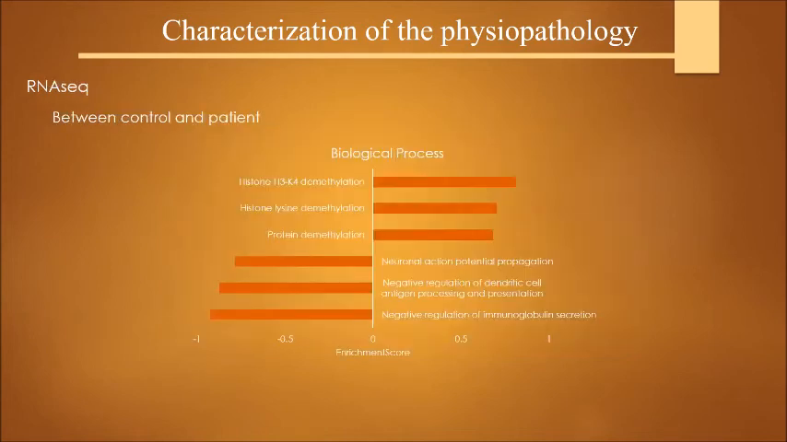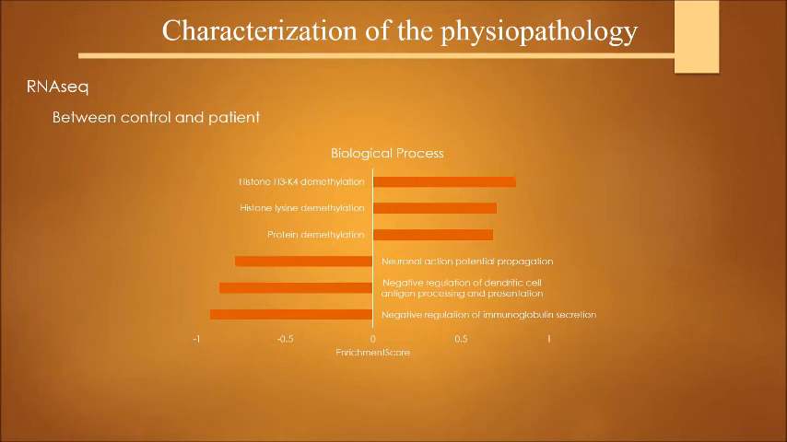Now we see a horizontal bar graph showing the biological processes affected by the proteins that have differential expression. We see again, between control and patient, that if the bar is on the right side of the central line, it means that this process is higher in controls than in the patient. And if the bar is on the left side of the central line, it means that the patient has this process higher than the control.